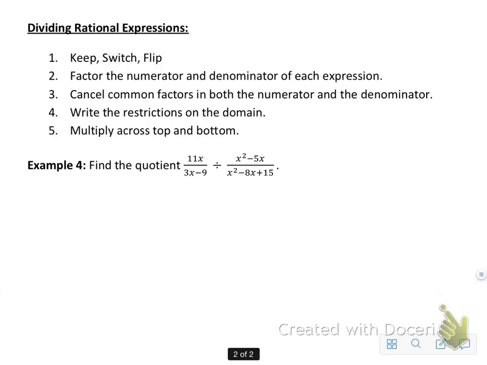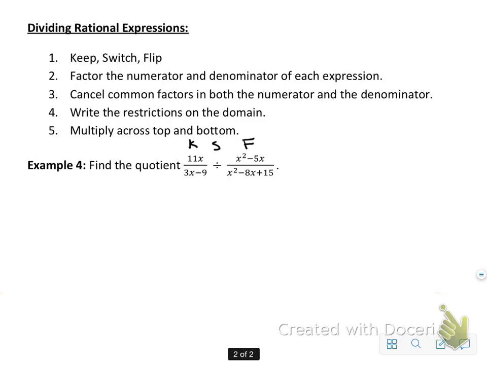Now, the only thing that is added in division versus multiplication is the first step. Because you have division, it's just like dividing fractions. You keep the first thing, you switch the division to multiplication, and you flip the second one because you're actually multiplying by the reciprocal. So we need to keep, switch, and flip. Everything else is exactly the same.